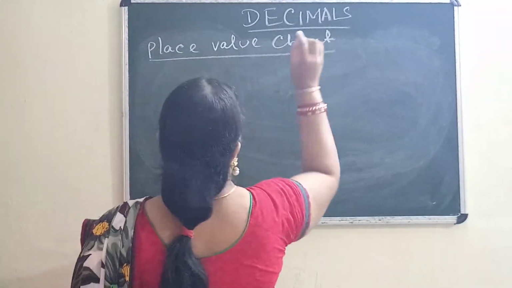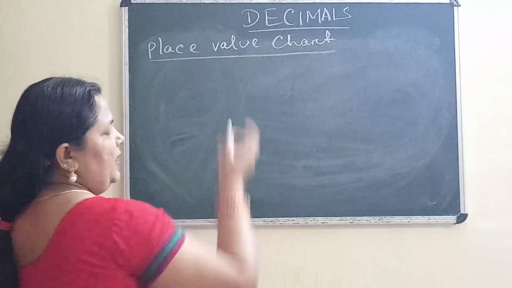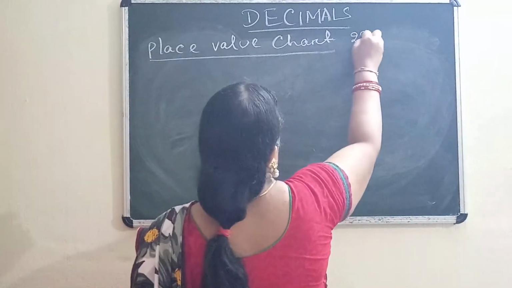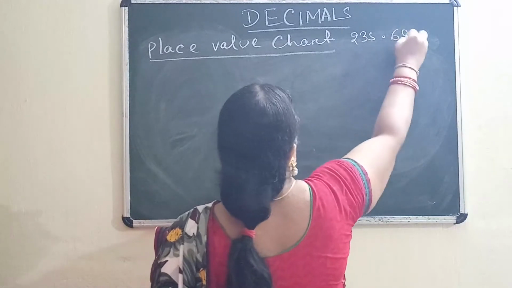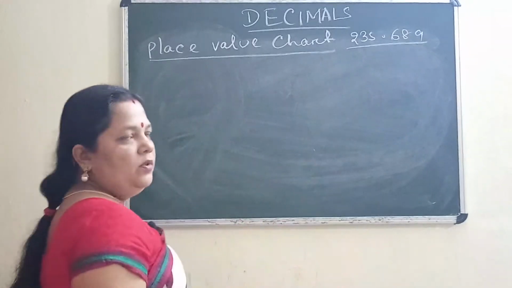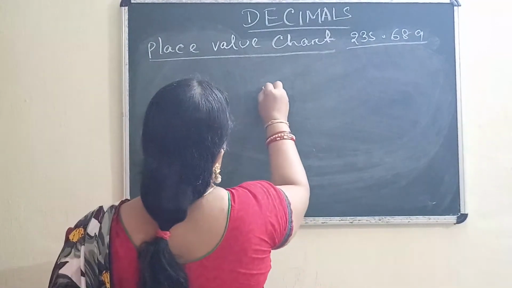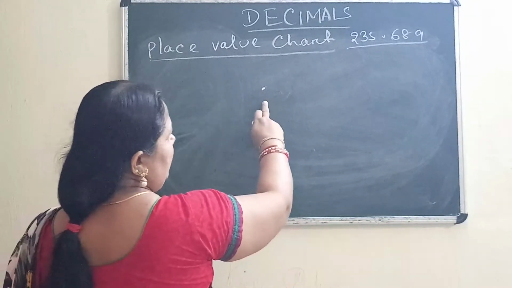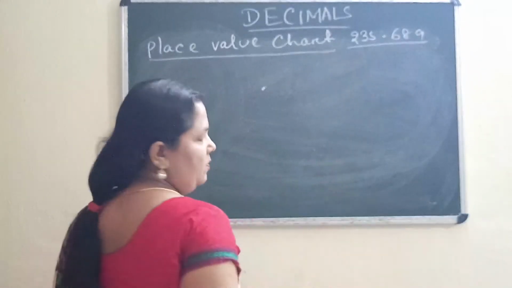Okay, what are the place values in our decimal number system? The same number we have written, 235.689. How will we represent this number in a place value chart? So this is the decimal point. It is present in between these two groups, or these two parts.